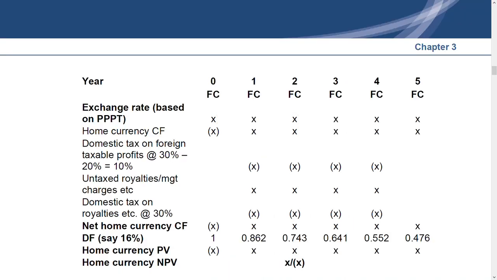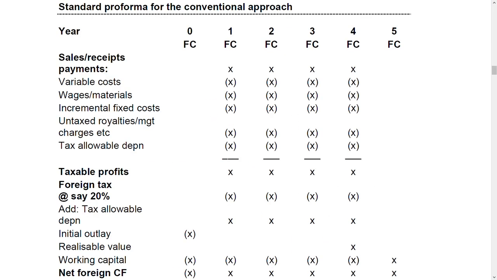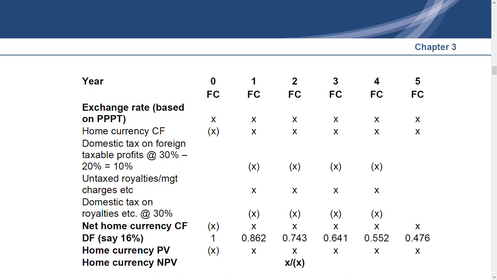Once you get the net foreign cash flow, the next page is the continuation, because we don't have space to put everything in one slide, so we have to put it in the next. After that, you will have the exchange rate, the one you predicted based on PPT, that is purchasing power parity theory. You'll be converting it into your home currency cash flow.